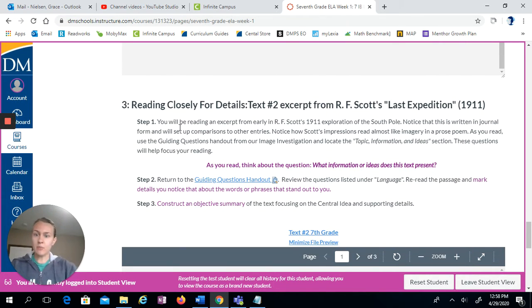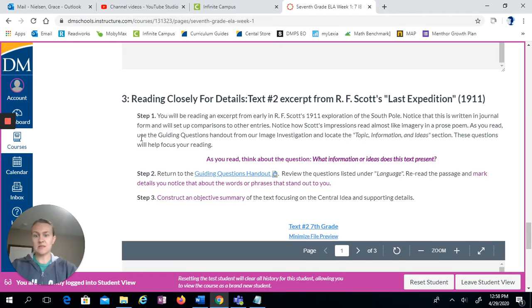Okay, so step 1, you will read the excerpt from early in R.F. Scott's 1911 exploration of the South Pole. Notice that this is written in journal form and will set up comparisons to other entries. Notice how Scott's impressions read almost like imagery in a prose poem.